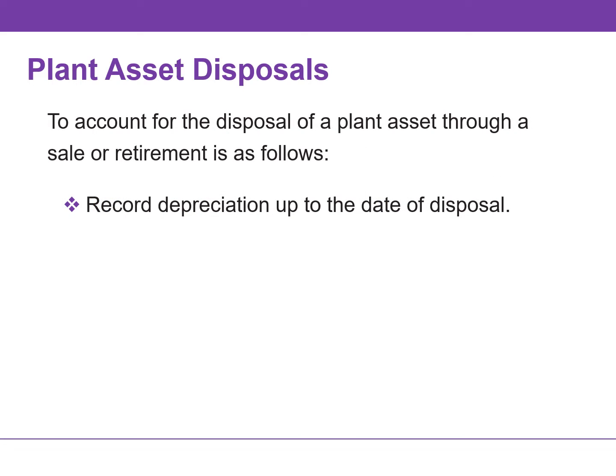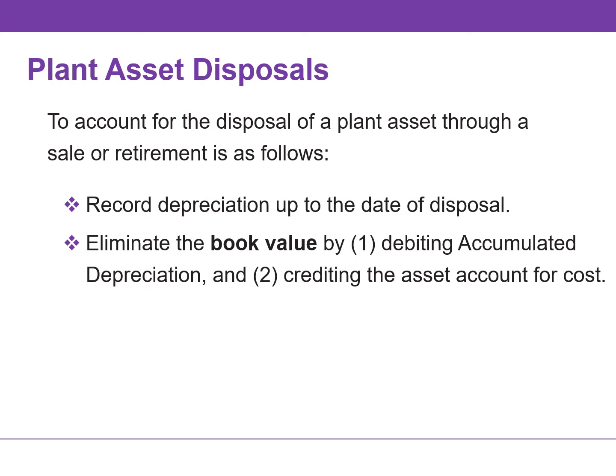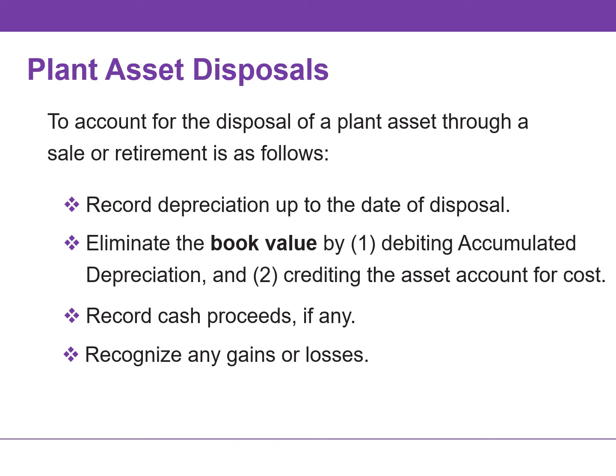First, you must record depreciation up to the date of disposal. If the disposal does not occur on the first day of the year, the company must record the depreciation expense for the fraction of the year that the asset was used. Second, remove the book value of the asset by debiting accumulated depreciation and crediting the asset for cost. Next, record any cash proceeds, and then lastly, recognize any gains or losses.